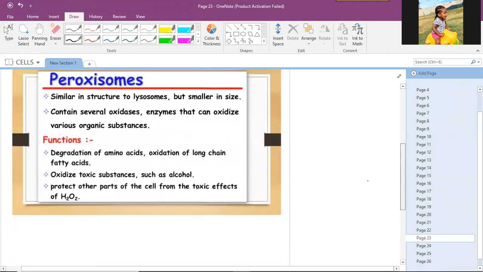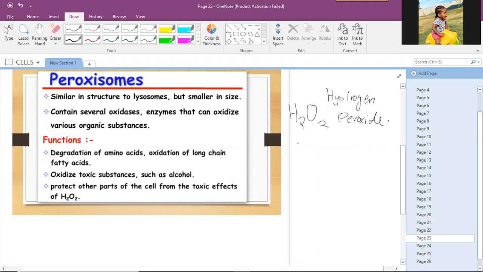Peroxisomes. So peroxisomes, what they do here, cellular respiration and all those other processes produce this substance here, H2O2. It's known as hydrogen peroxide. So have you heard that vitamin A, vitamin C, vitamin E are antioxidants?